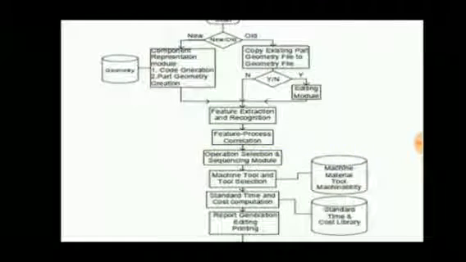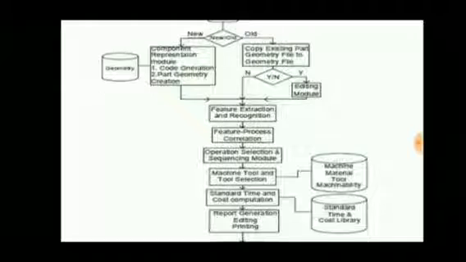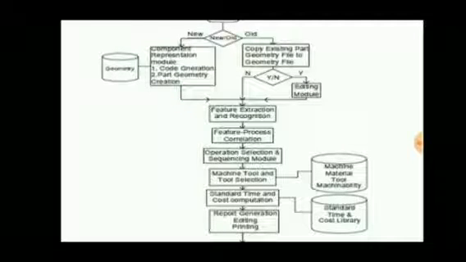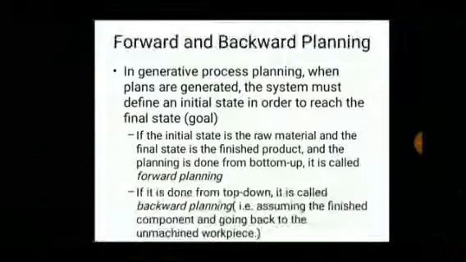This is the chart of generative computer-aided process planning. First, start, then search for the existing file and code generation, then part geometry, then the editing module and extraction of the module plan if it is already available, then process correlation, then the selection and sequencing module, machine tool and tool selection, standard time and cost estimation, then if any errors are present, the editing process, and finally a process sheet is obtained.